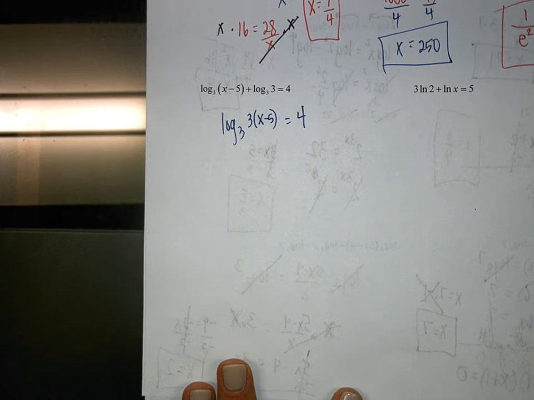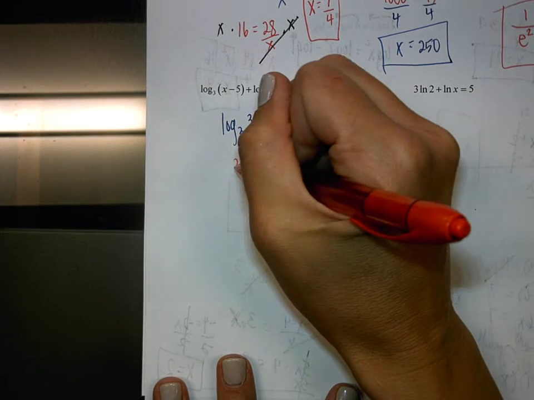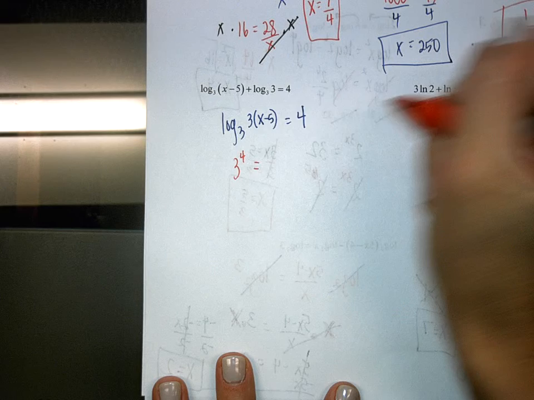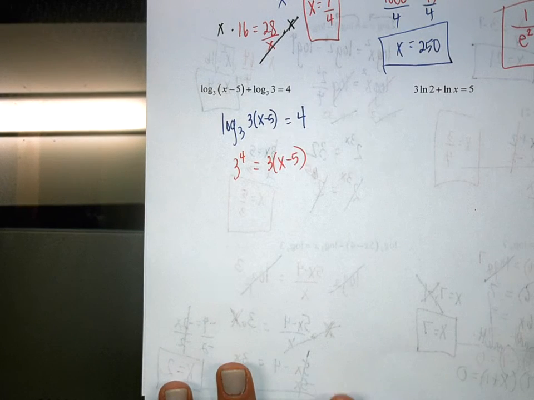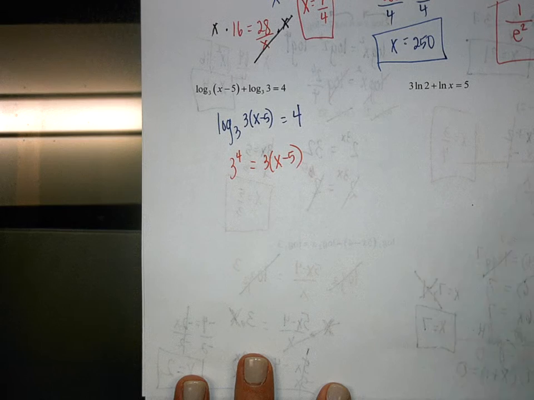And so therefore, in order to eliminate the logs, we need to do what? Exponential form. Very good. So this is going to be what? 3 to the 4th equals, good, 3 times x minus 5. And then we're going to simplify. 3 to the 4th power is what?